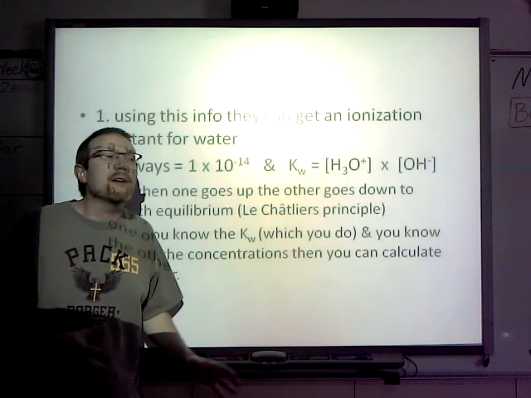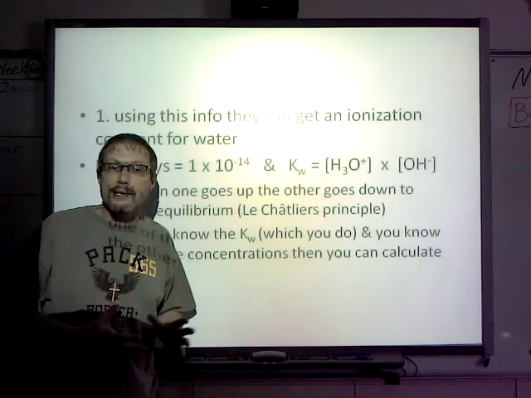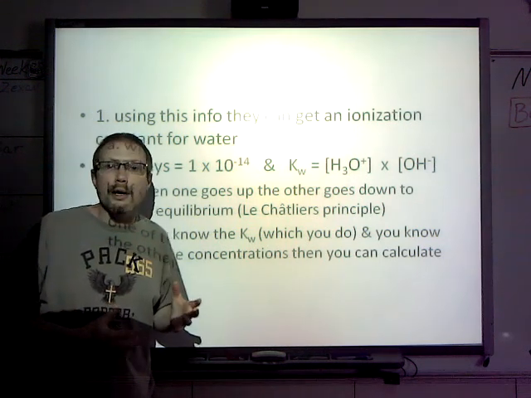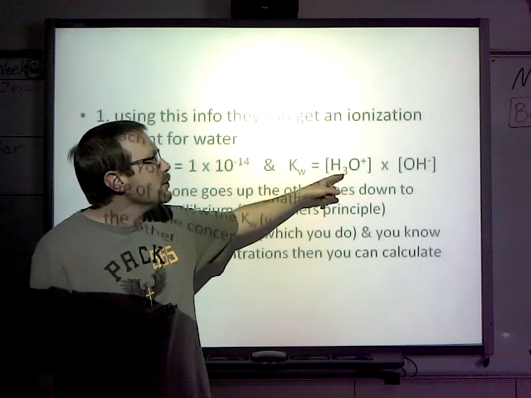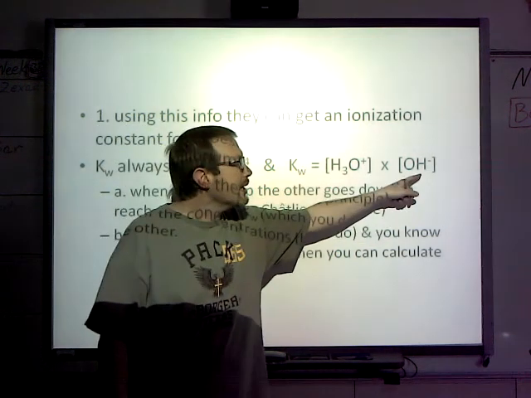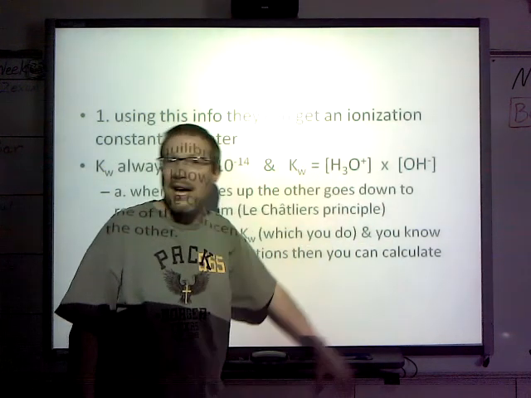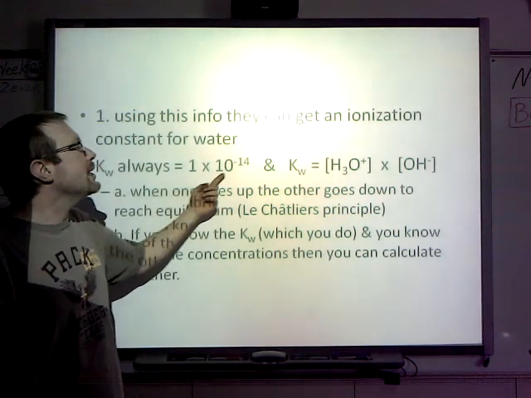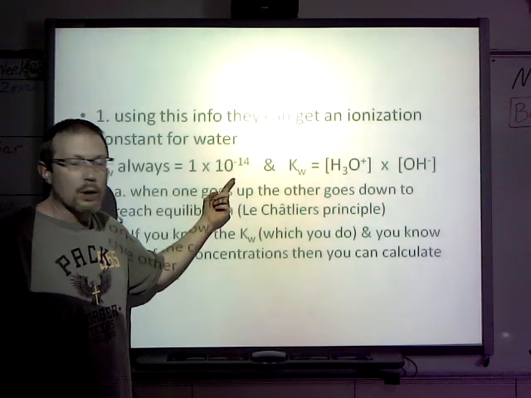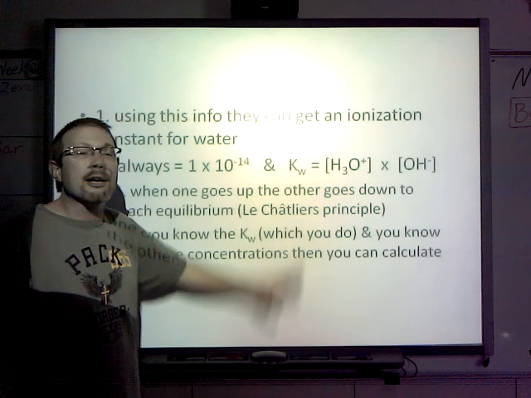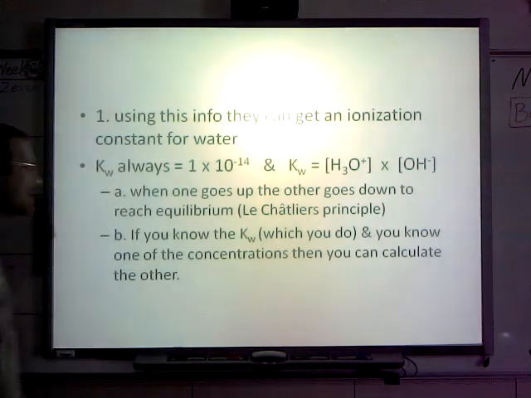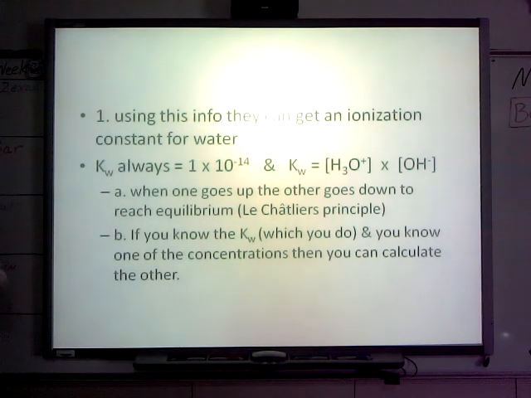Now, this doesn't just hold true for water. Here's the cool thing. For any acid or base, something dissolved in water, if you take its hydronium concentration and multiply it times its hydroxide concentration, you will always get 1 times 10 to the negative 14. Well, so what? Well, so everything, but wait till later and I'll show you how to use that. It's really, really super handy.